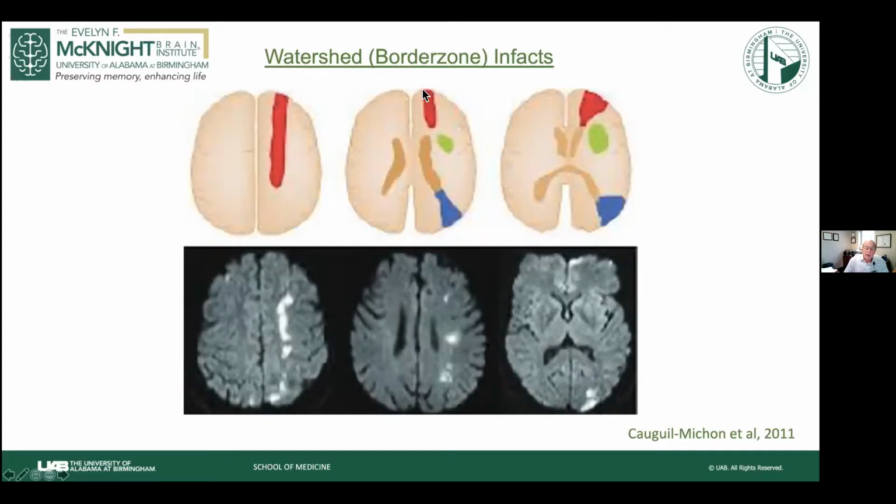You also get infarction in the territory between the ACA and the MCA here, and the PCA and the MCA here. And this is the infarction you get from watershed infarction from carotid artery disease. You get something like this. This is how you get the transcortical aphasias. And this is what it looks like in an MR scan.